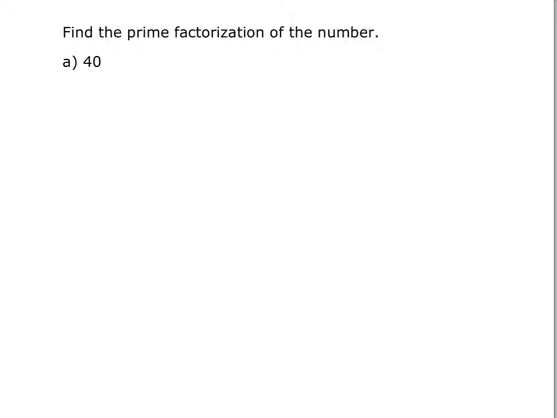It says, find the prime factorization of the number, and we have the prime factorization of 40. Okay, we're going to find the prime factorization by using trees. So you need to come up with a multiplication fact that gets you to 40 using whole numbers. So I'm going to use the easy one of 20 times 2. 2 is prime, so I'm not going to make any branches off that number.